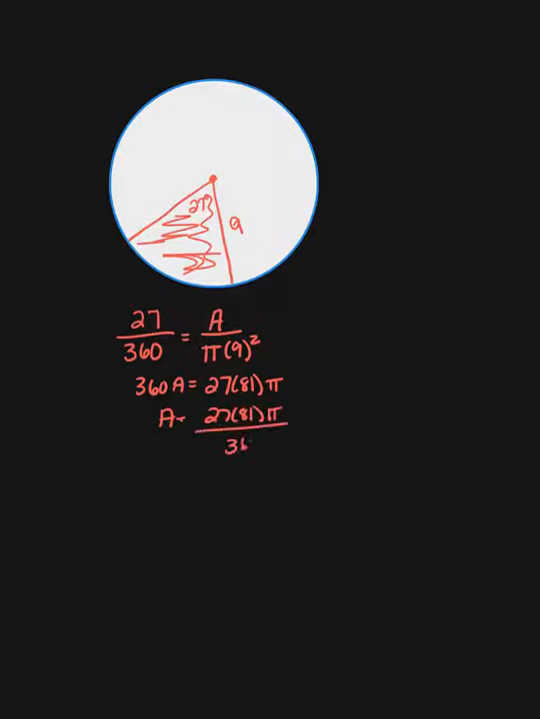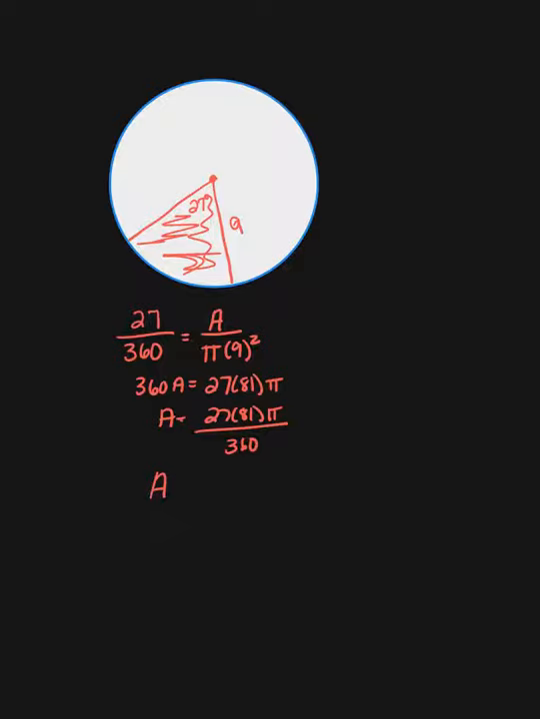Okay, so I'm going to use my formula that the 27 degrees is to the entire 360 degrees as the area of my sector is to the area of the circle, which is pi r squared. So as I cross multiply this, I see that if I multiply these guys together and divide by 360, I'm going to have my area.